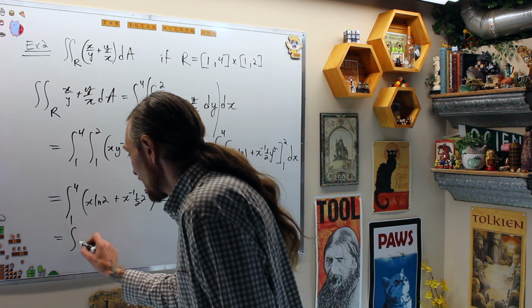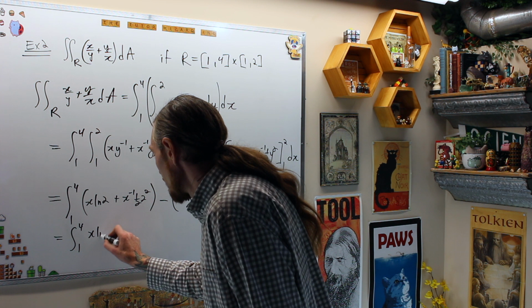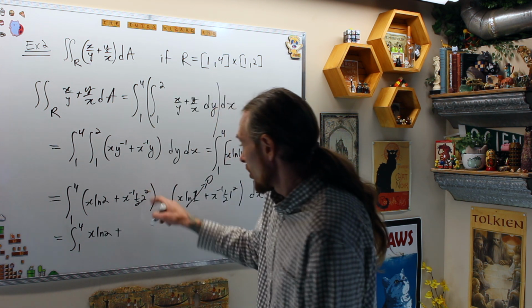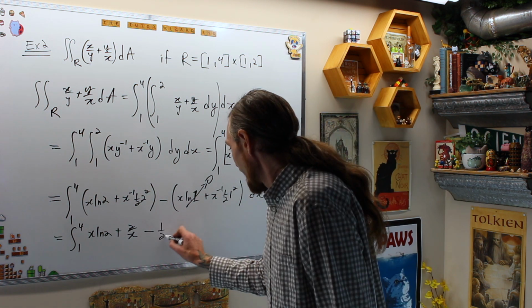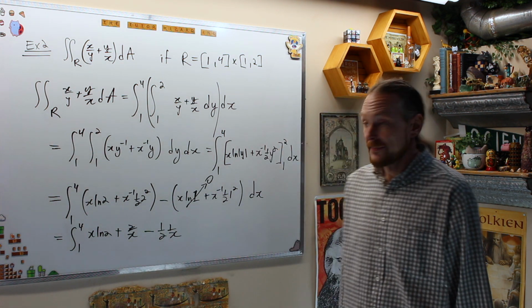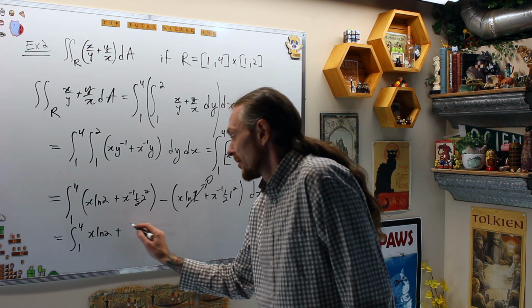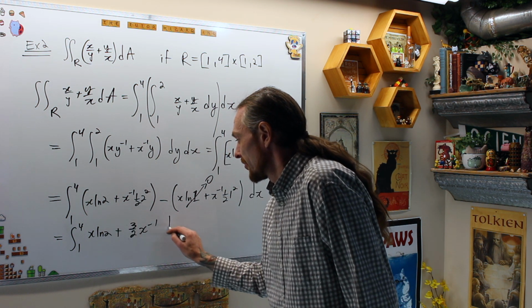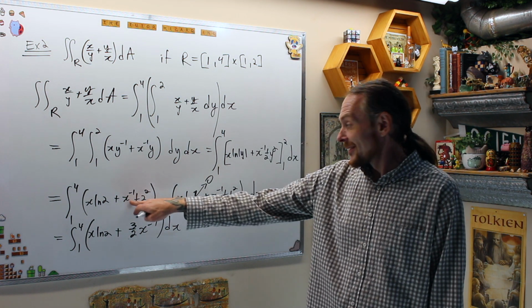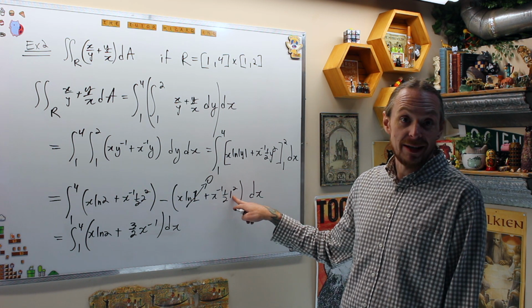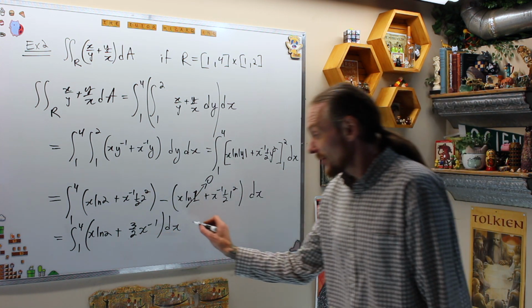What does that give me? Clean it up. That's going to give me the integral from 1 to 4 of x log 2 plus, what do I get? 2 over x minus 1/2 times 1 over x, if I didn't do that wrong. We got 2 minus 1/2. So I have 2 of them, minus 1 x's here, and then I have minus 1/2 of a -1 x. Factor the -1 x out, I have 2 minus 1/2, which is 3/2.